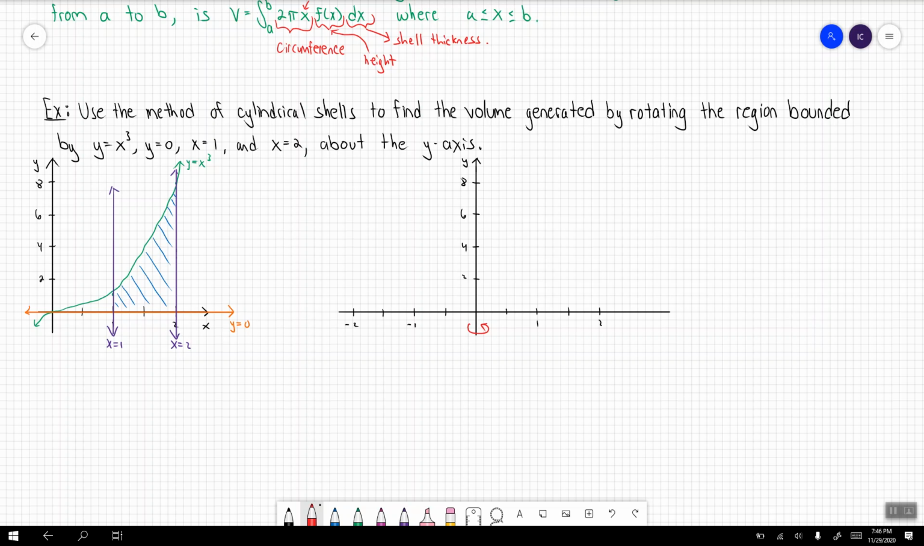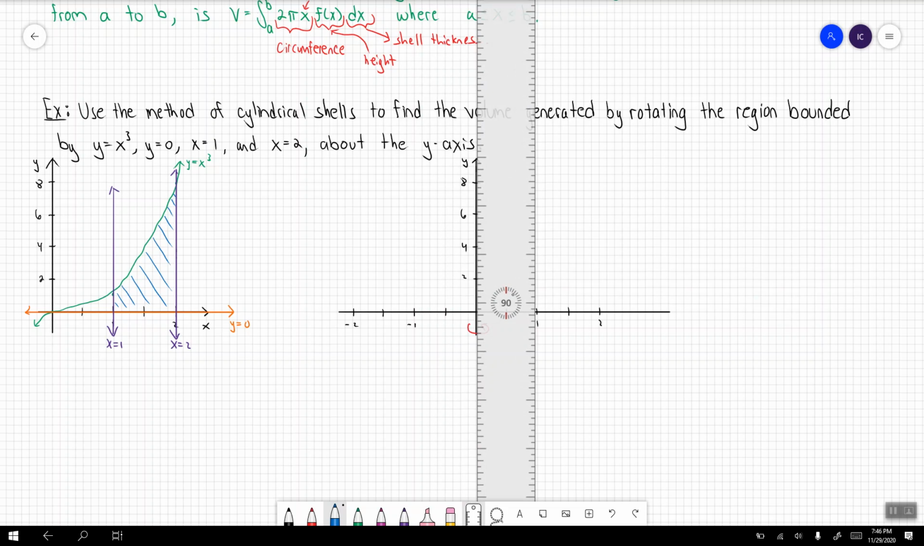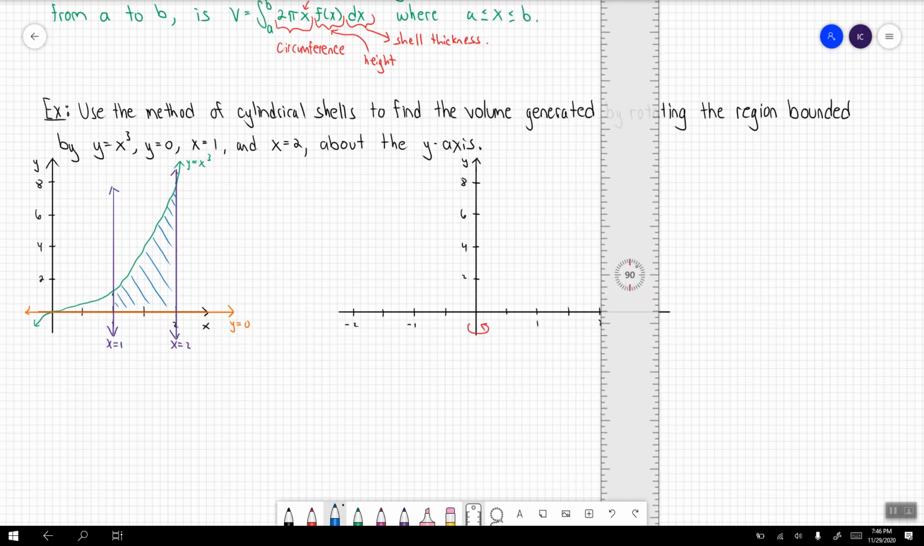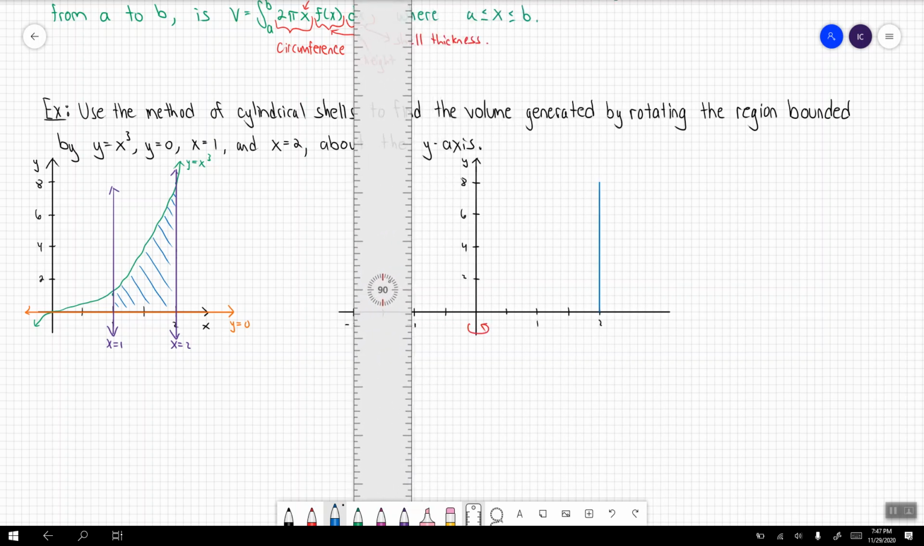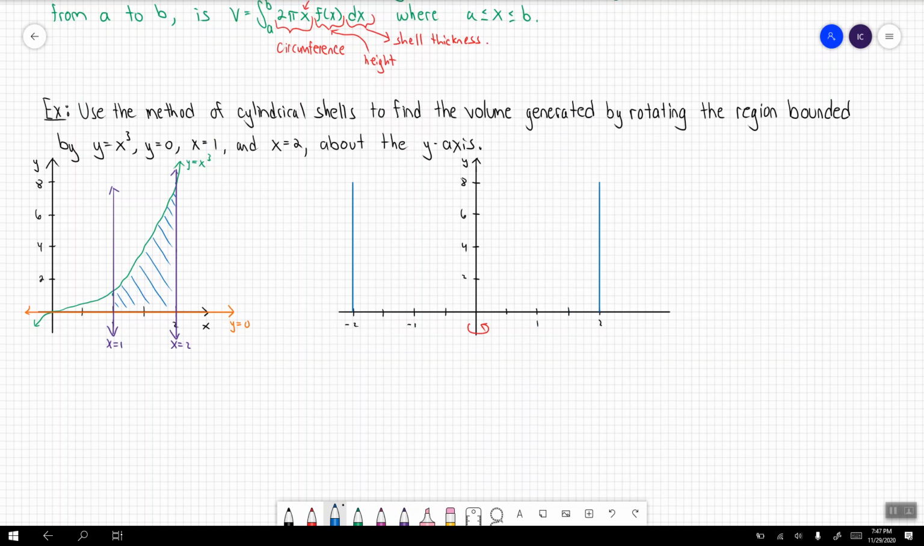Now, rotating that region about the y-axis, let's see what that's going to get me. We know we're going to be at 2 and all the way up at 8. So I'm going to get that going for us. There we are. This is going to make a big circle because it's giving that rotation.